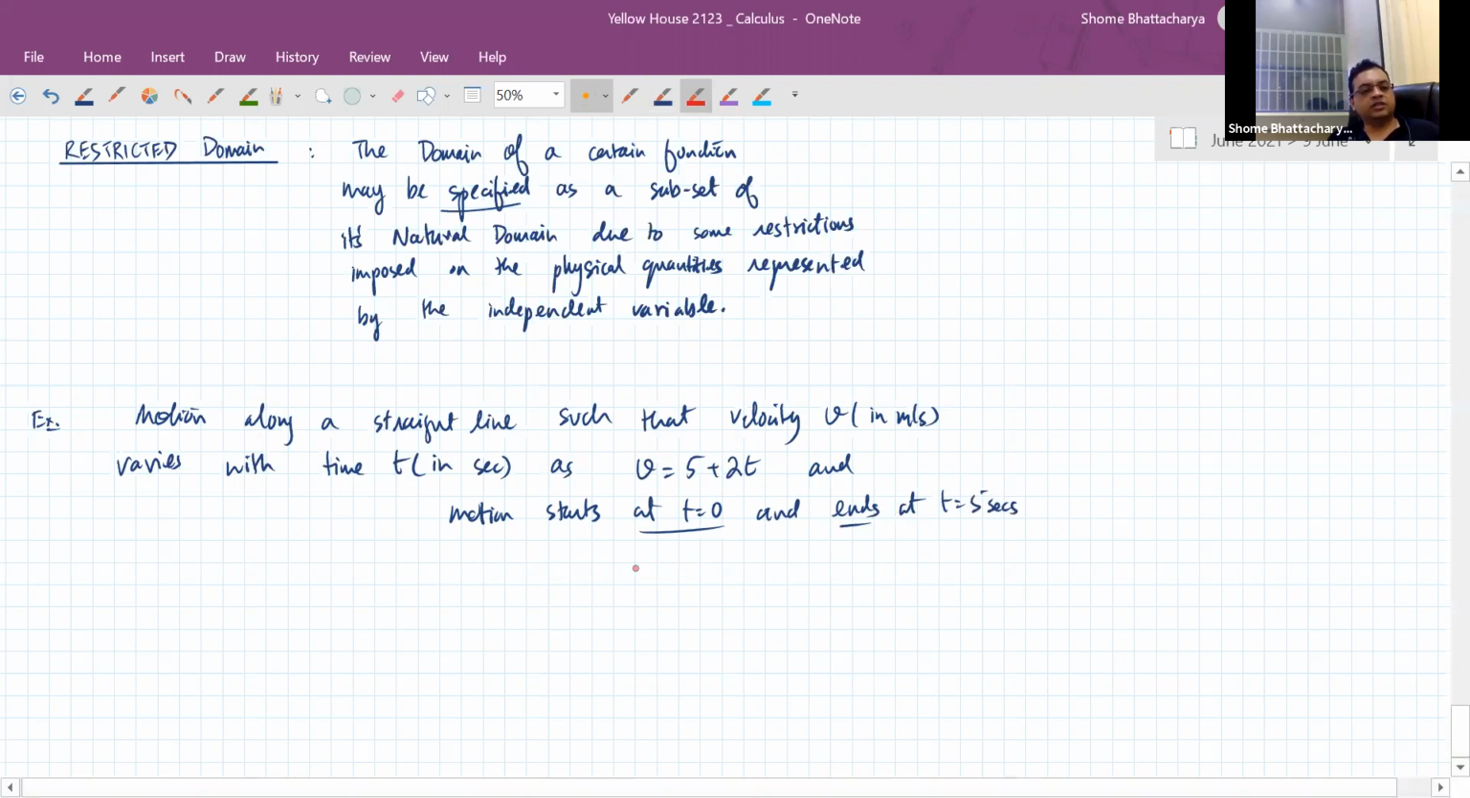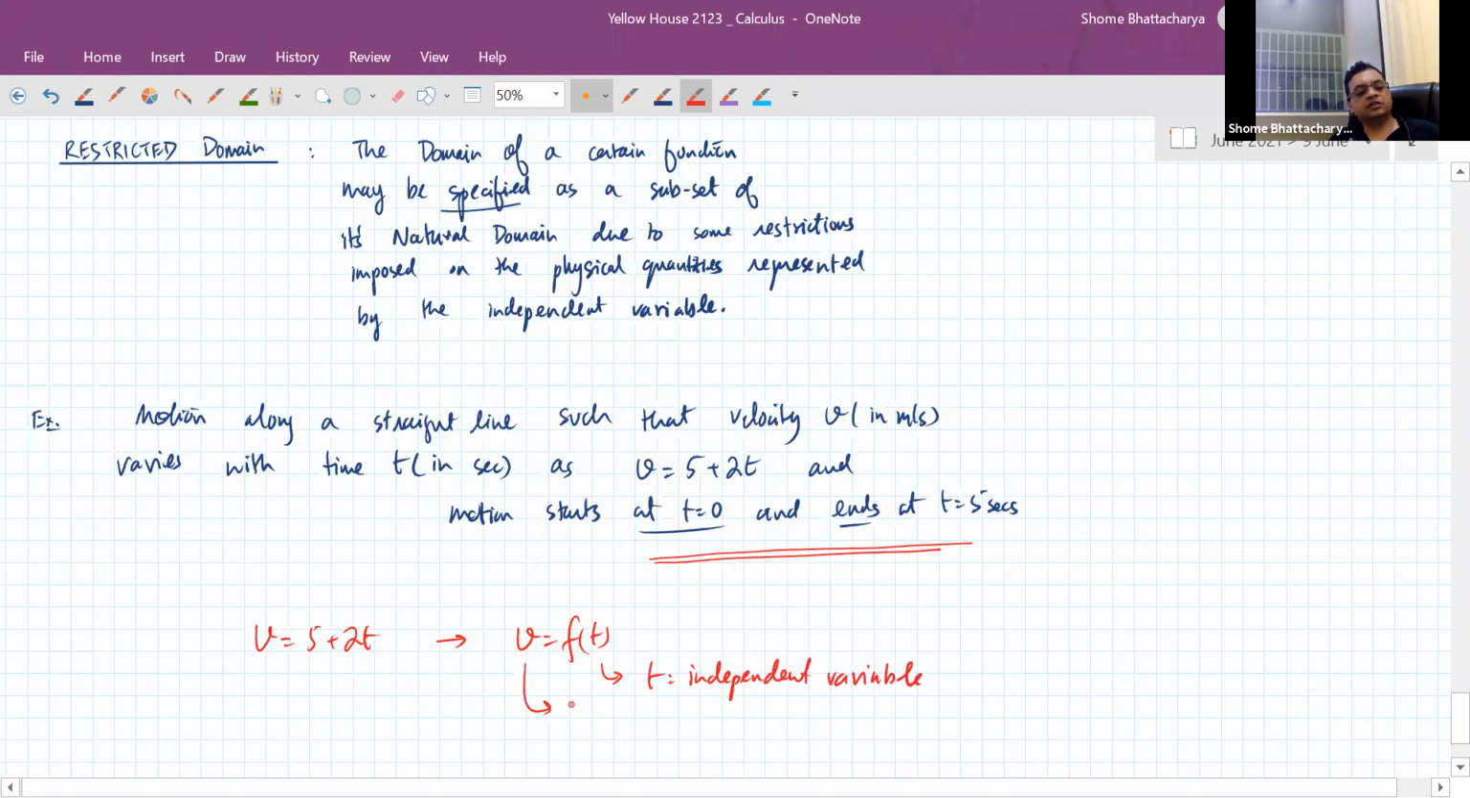So the moment I'm doing this, you can see that this is now a physical restriction. So what is happening is v is equal to 5 plus 2t. This we are interpreting as v is some kind of function of t. So time t is the independent variable, and v is the speed, v is the dependent variable. However, in this function, because there is a specification on time from the situation we are applying it to, which is basically that the motion lasts only from 0 to 5 seconds, it means that we have started our stopwatch when the motion started. So for us, negative time doesn't make any sense.